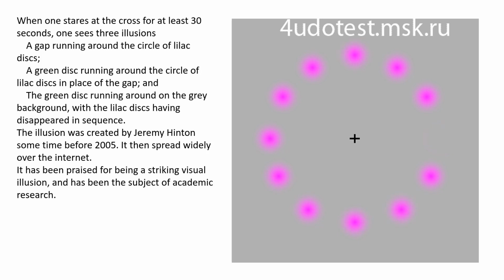When one stares at the cross for at least 30 seconds, one sees three illusions. A gap running around the circle of lilac discs. A green disc running around the circle of lilac discs in place of the gap, and the green disc running around on the gray background, with the lilac discs having disappeared in sequence. The illusion was created by Jeremy Hinton sometime before 2005. It then spread widely over the internet.